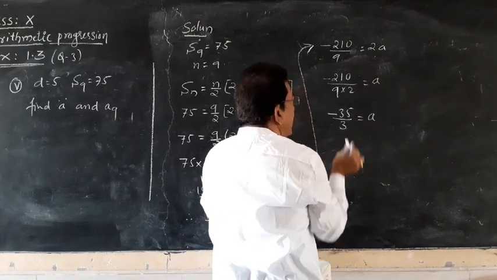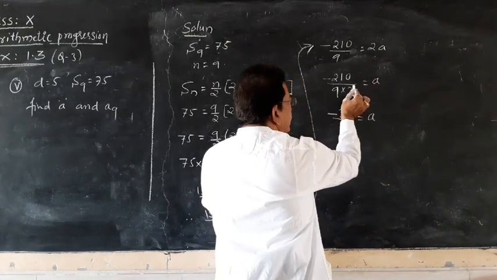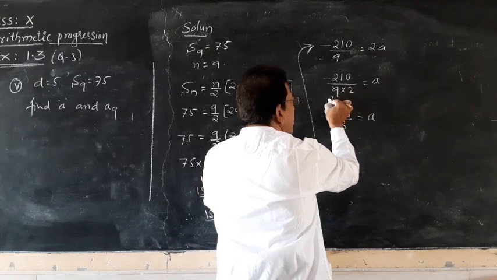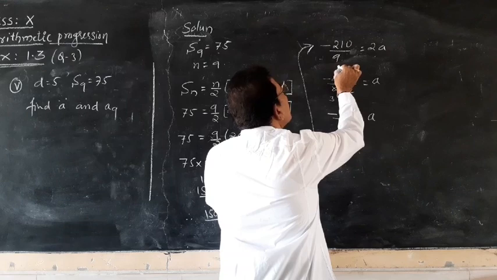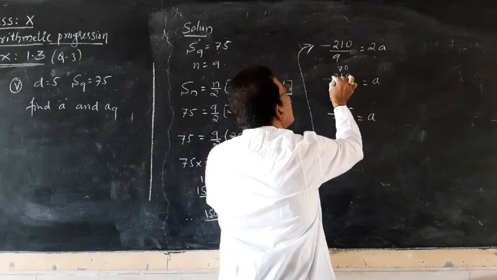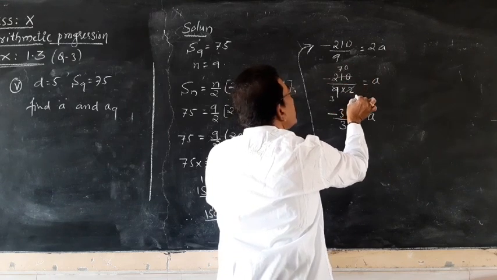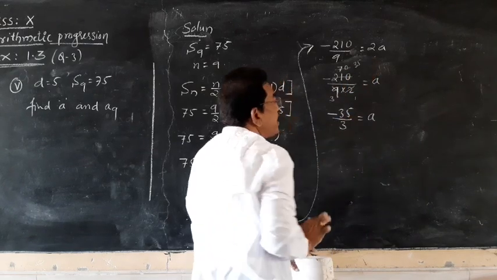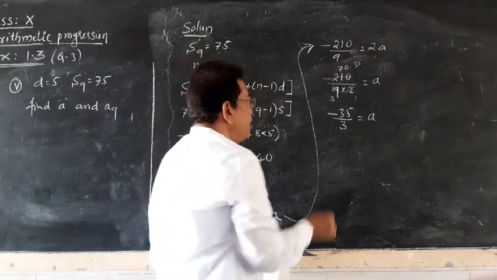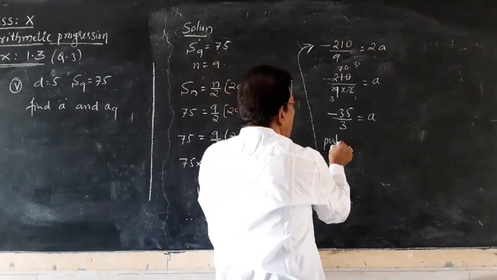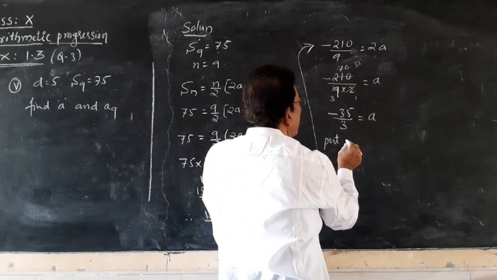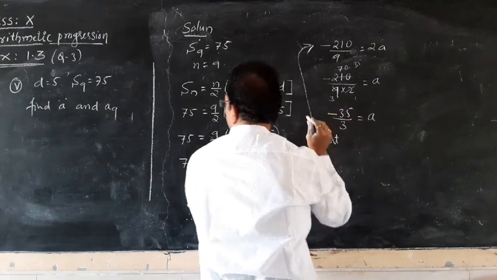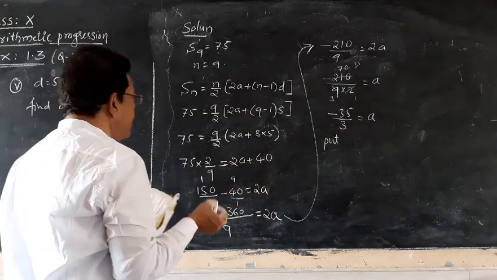Cancellation. 3 threes are 9, 3 sevens are 21, 2 ones are 2, 35. That is minus 35 by 3. So a equals minus 35 by 3. What have they asked for? Find a.